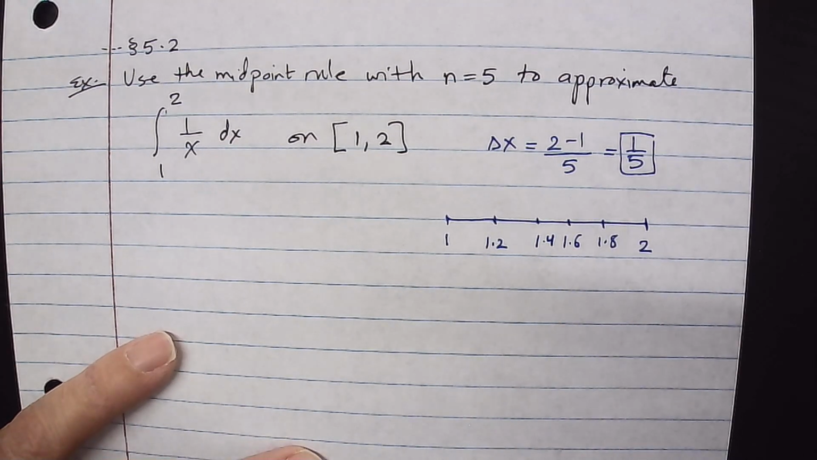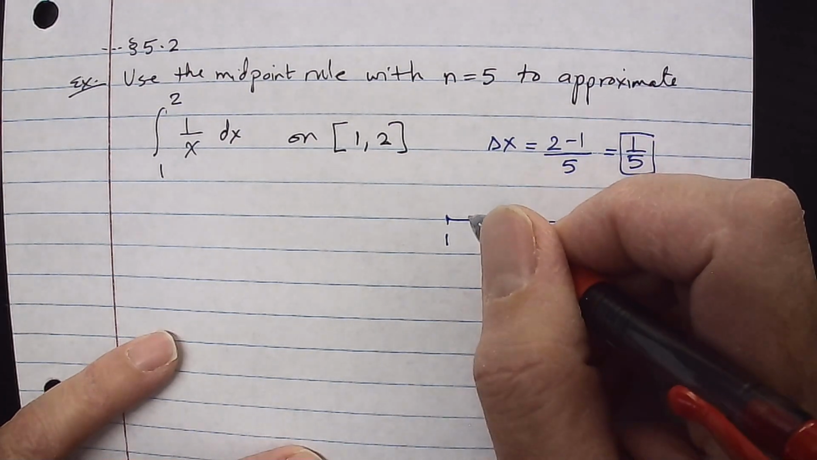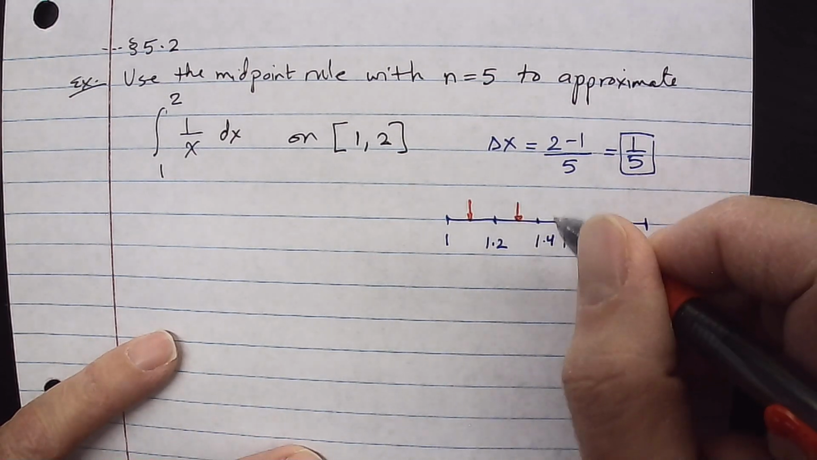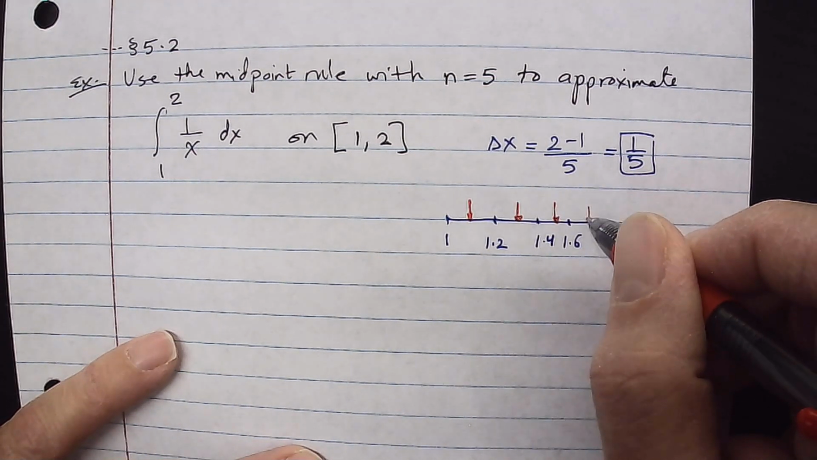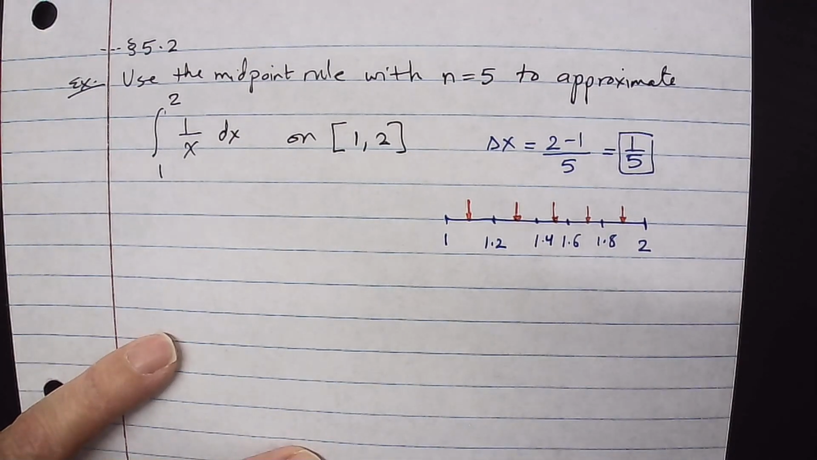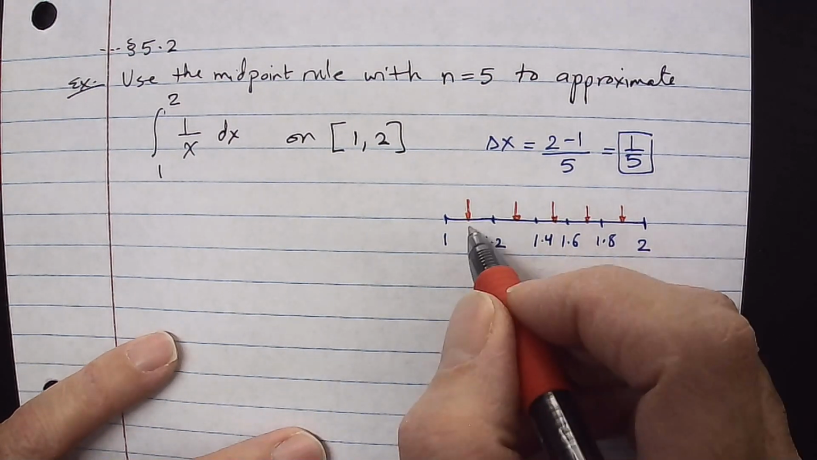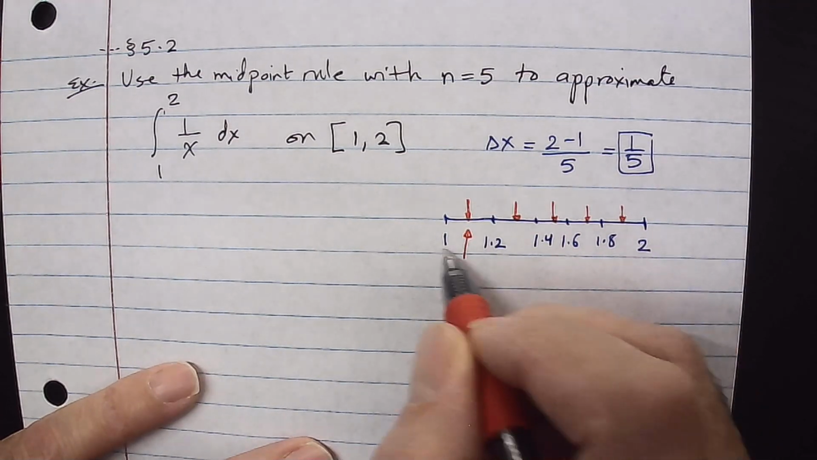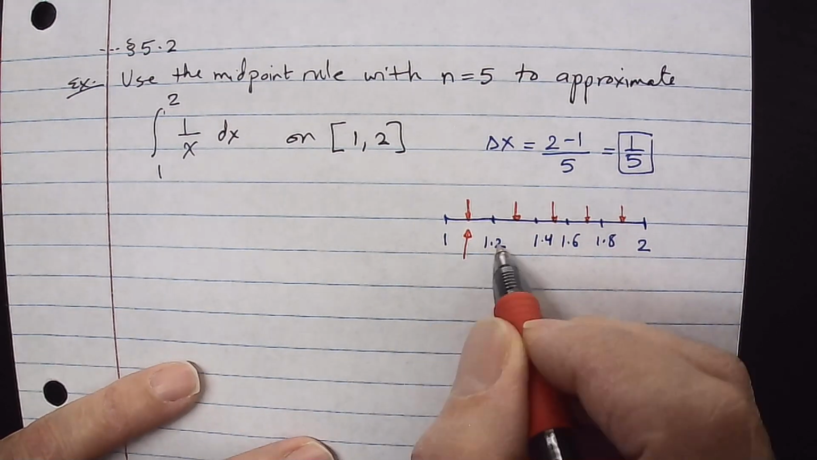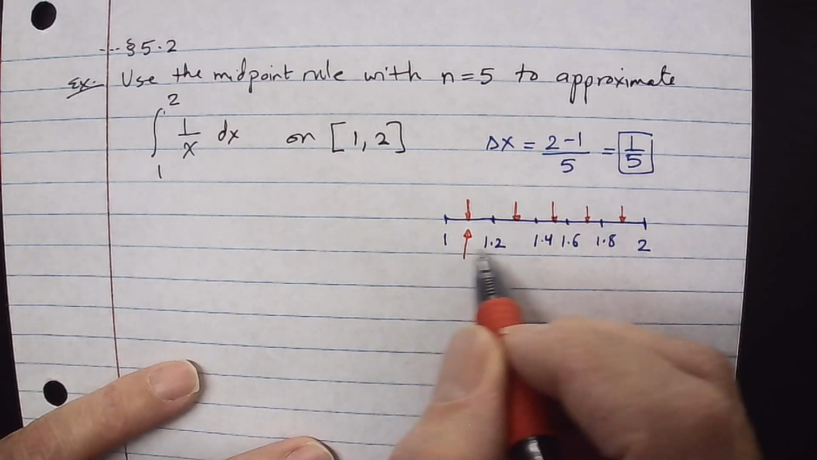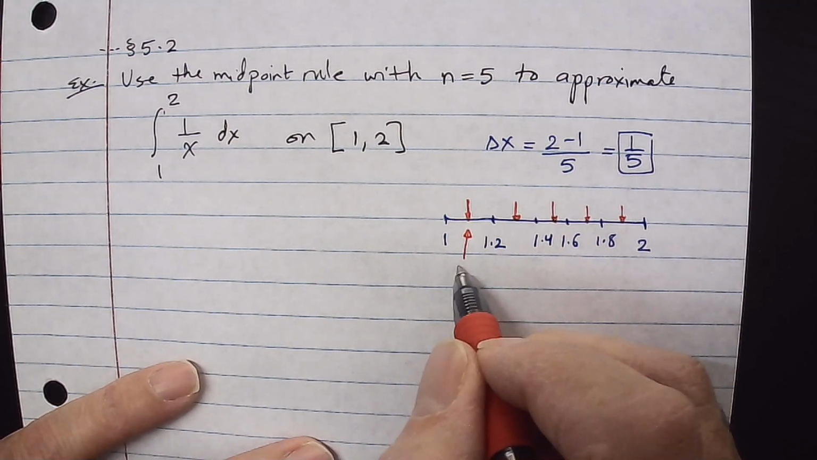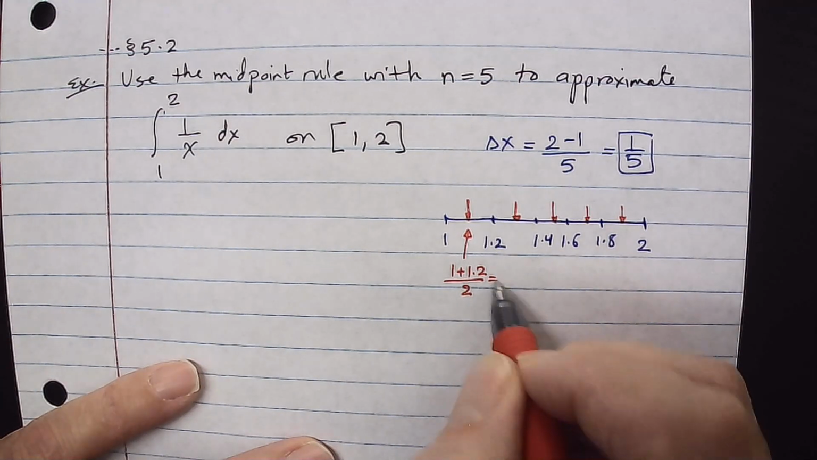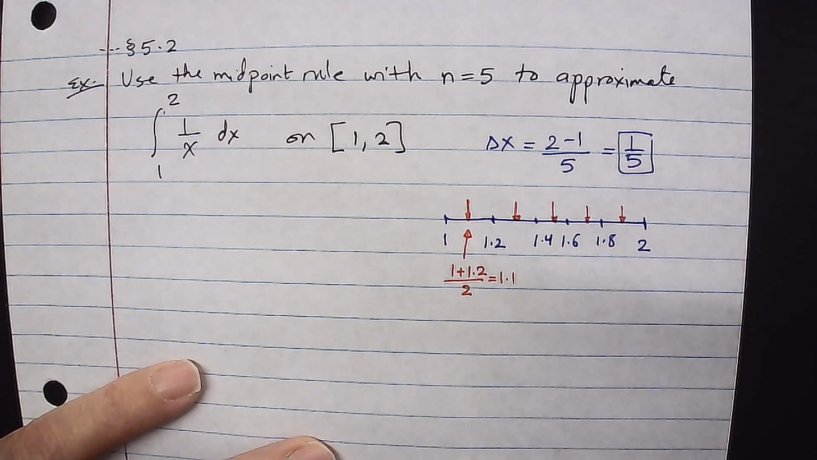Now I'm not taking the right nor the left, I'm taking the midpoint. So I need this point here, this point, this point, this, and this. If this was the midpoint, then how do we calculate it? It is the sum of the two terminals of the interval divided by 2. So this is 1 plus 1.2 divided by 2, which gives me 1.1.